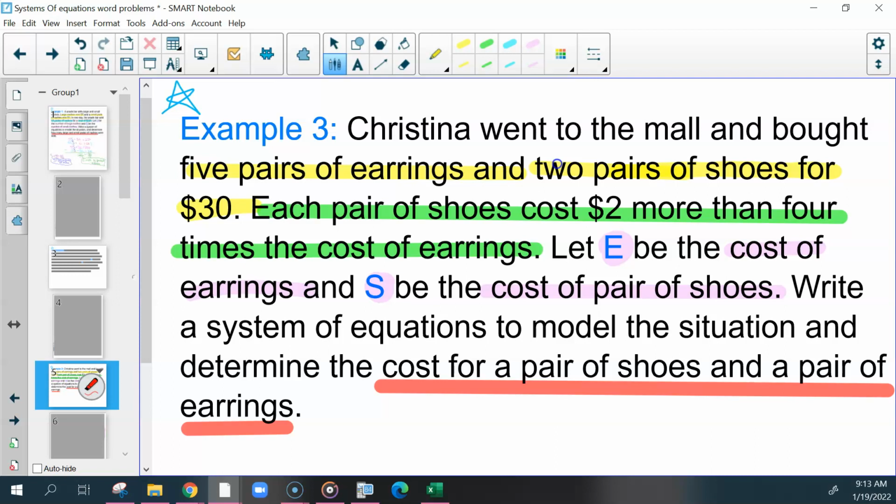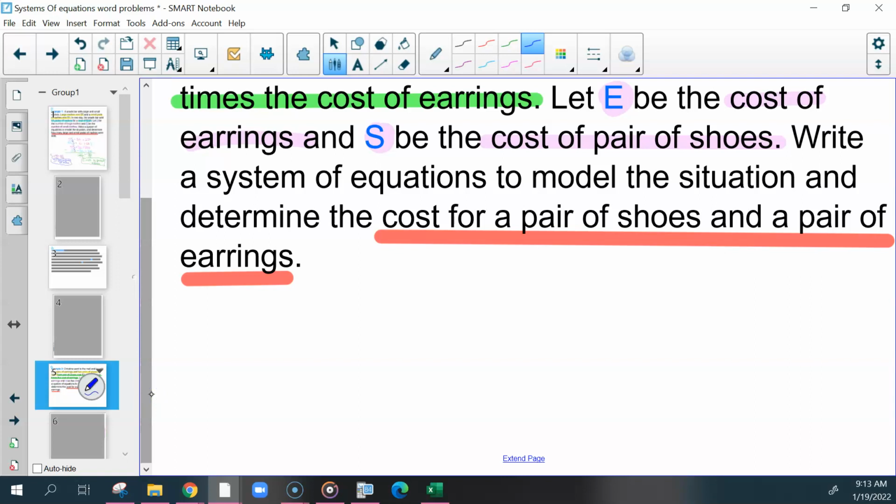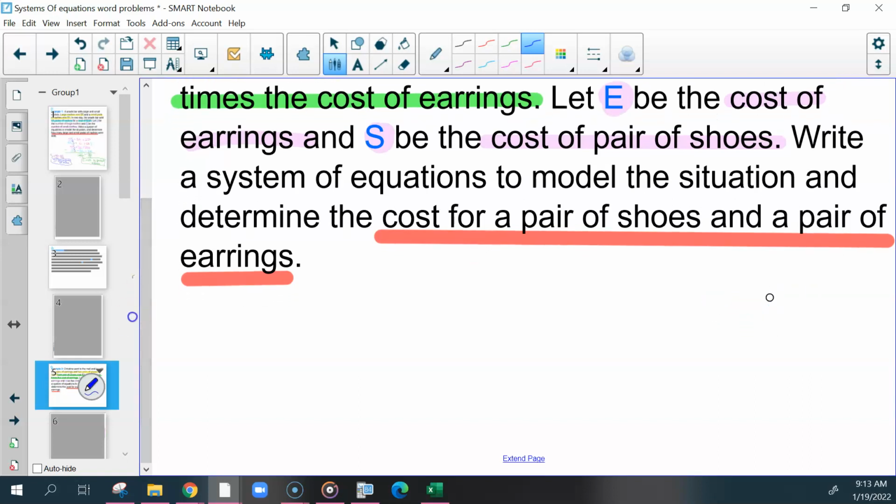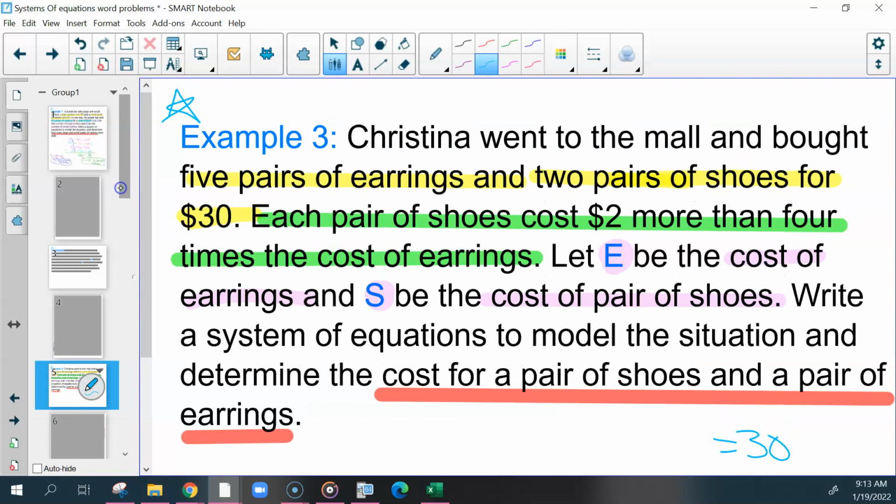Do we have a total here? $30. So I can say one of my equations is definitely going to include that. It's going to equal 30. Let's change this one. I'm going to keep S blue. To get the cost of 30, we need to know the number of and the cost of, and put those both in this equation. Anyone want to take a guess as to how we would write this equation?